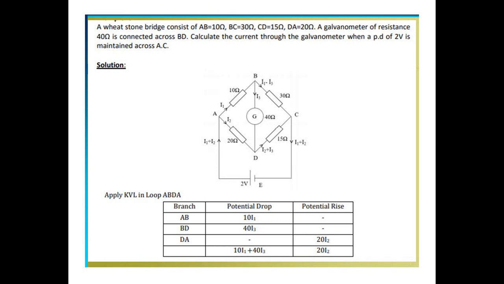Next, another problem. The Wheatstone bridge consists of AB equal to 10 ohm, BC equal to 30 ohm, CD equal to 15 ohm, DA equal to 20 ohm. A galvanometer of resistance 40 ohm is connected between B and D. Calculate the current through the galvanometer when a potential difference of 2 volt is maintained across AC.